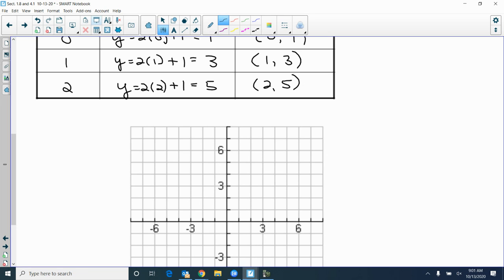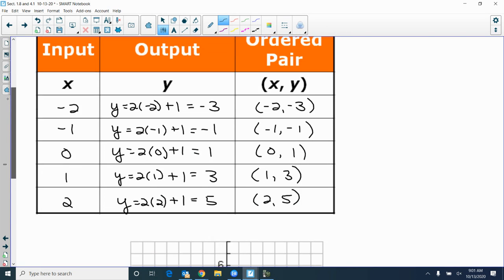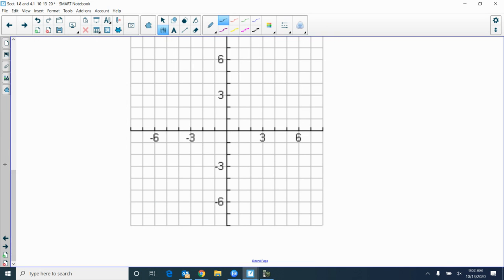Now on your grid, we want to plot those points and see if there's a pattern. Do not connect them, okay? We're going to plot them one at a time. The first one was -2, -3, right? -2, -3. The next one was -1, -1, which is in quadrant 3.